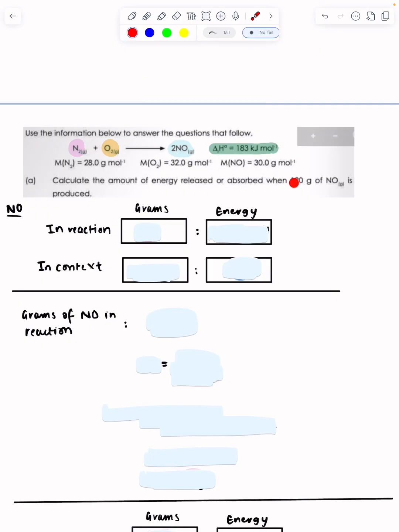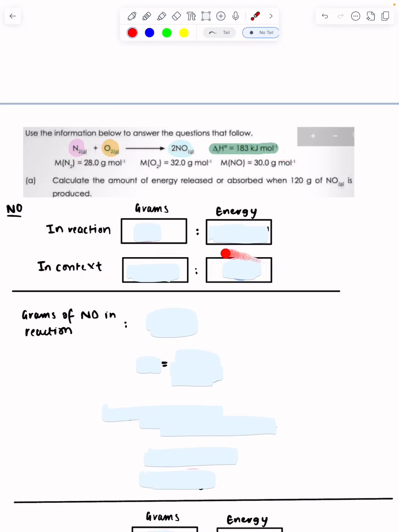We want to find out how much energy would be released in a scenario where 120 grams of NO is produced. So first of all, to know how much energy 120 grams would produce, or absorb even, we need to first find out how much is actually in this reaction to produce this much. So this is why I make this sort of a table. In this top row, it's all the information from the reaction itself.